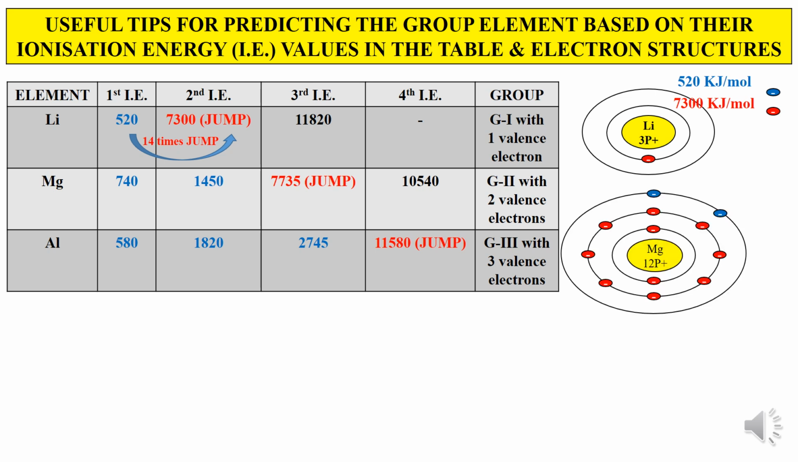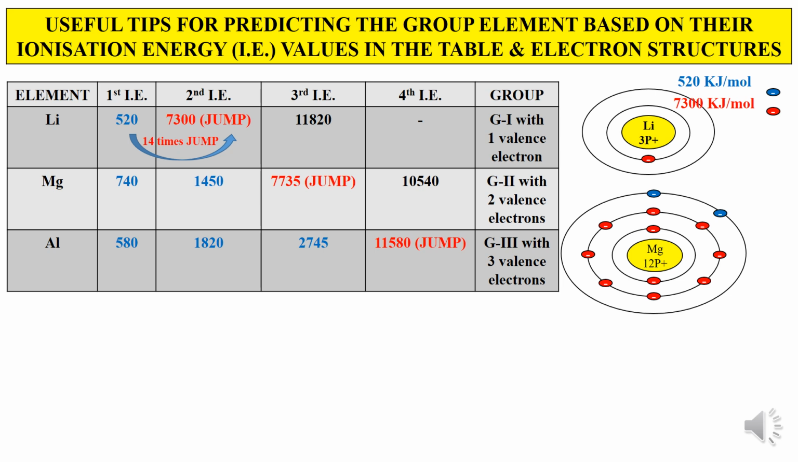Now moving on to magnesium. Magnesium has 12 protons in its nucleus. It has a total of 10 core electrons, 2 in the first shell and 8 in the second shell. And in the outermost shell, you find 2 valence electrons.